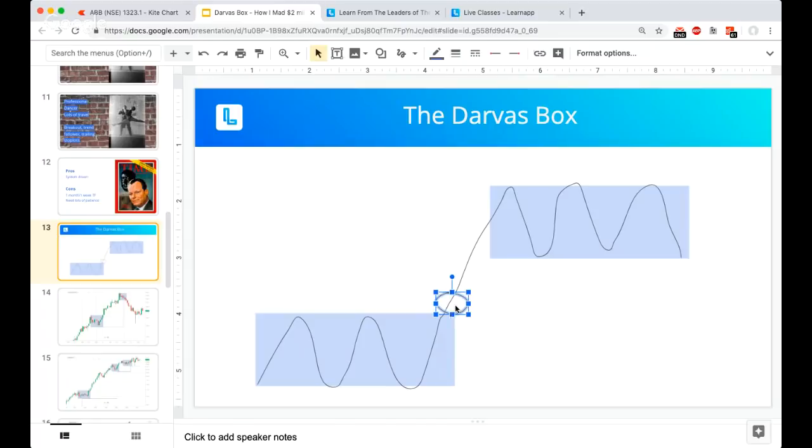Everyone got it? So when we close above the box, that is our entry point according to Mr. Darvis. Got it? Yes? Can everyone give me yes, got it? Awesome.